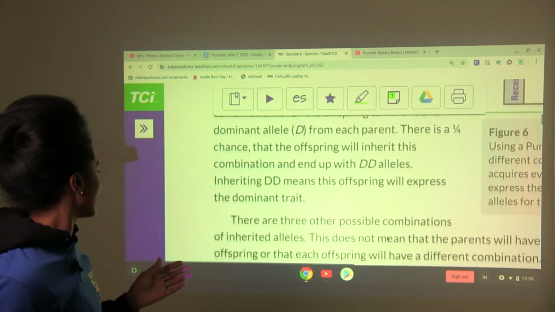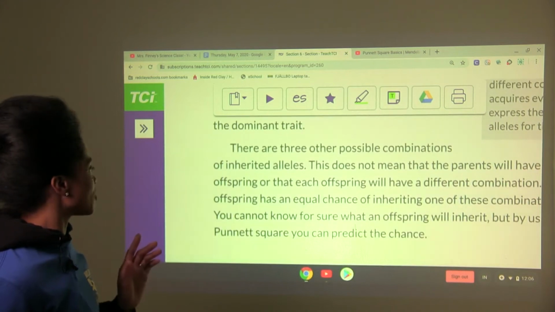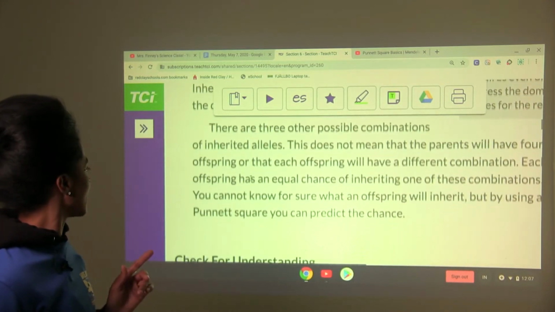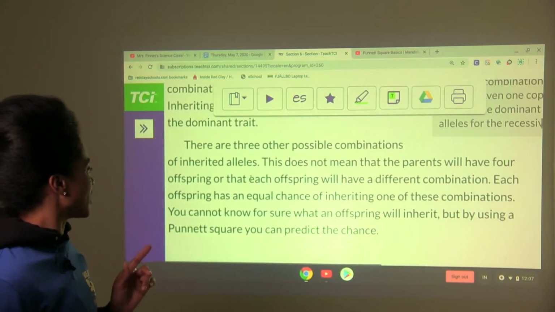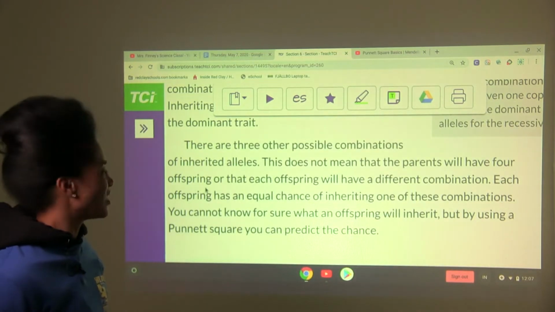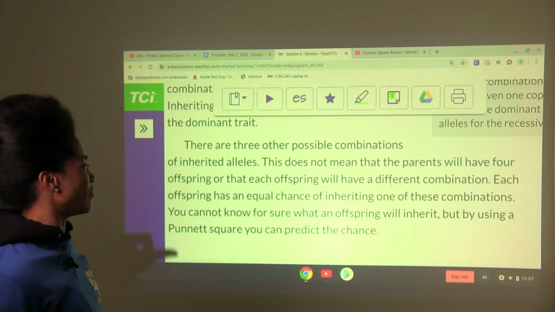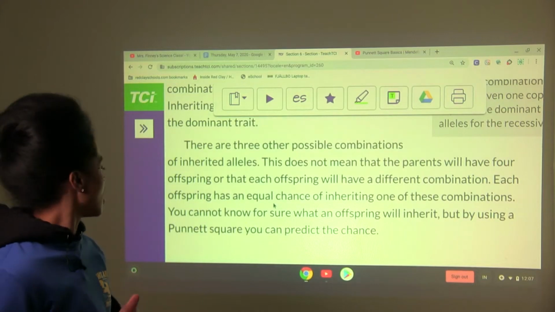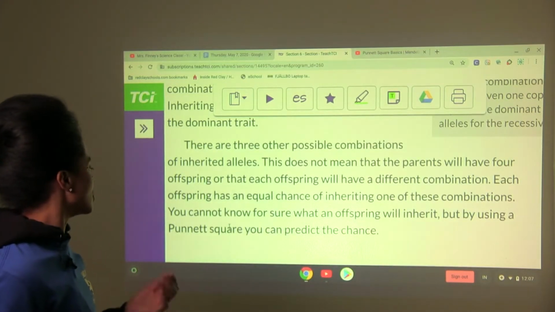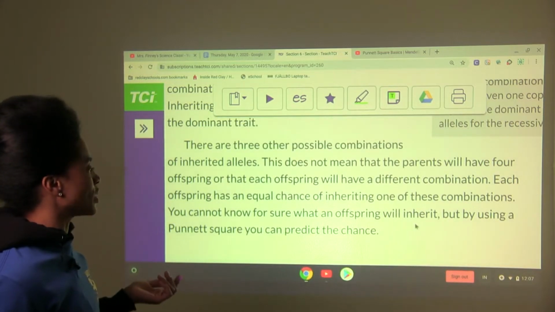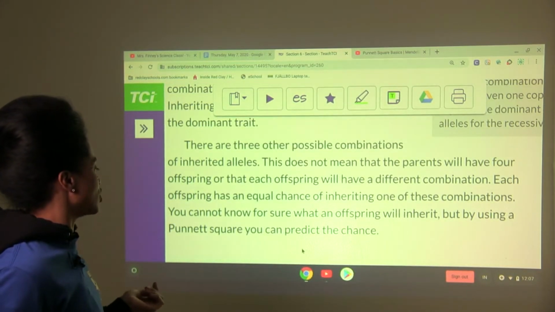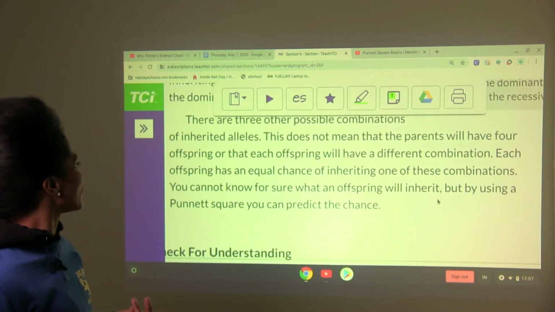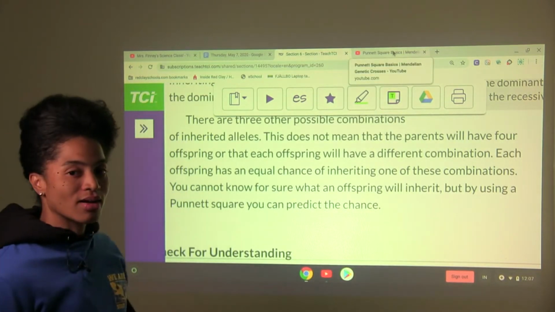Let's get back over here. Okay, there are 3 other possible combinations outside of the one we just mentioned here. 2 dominant alleles, right? This does not mean that the parents will have 4 offspring or that each offspring will have a different combination. Each offspring has an equal chance of inheriting one of these combinations. You cannot know for sure what an offspring will inherit, but by using a Punnett square, you can predict the chance. All right, let's take a look at our video to talk about Punnett square basics.